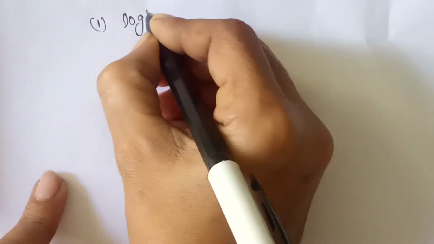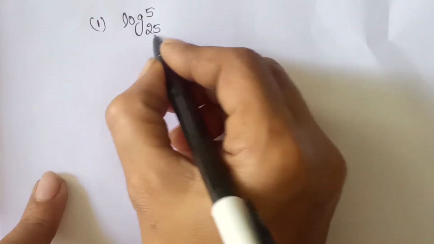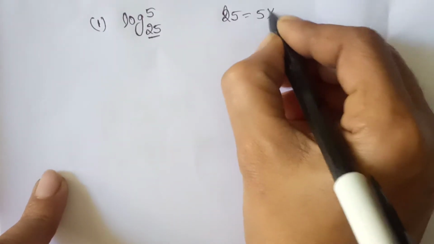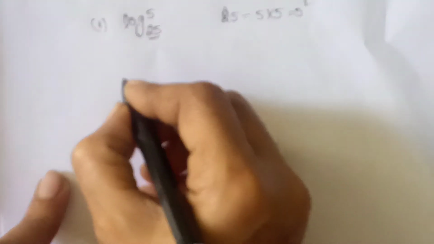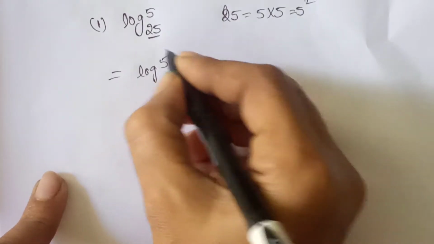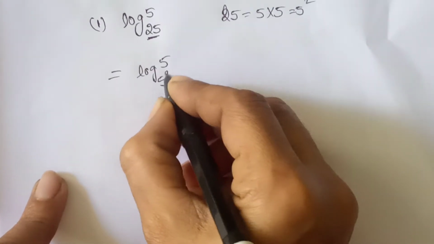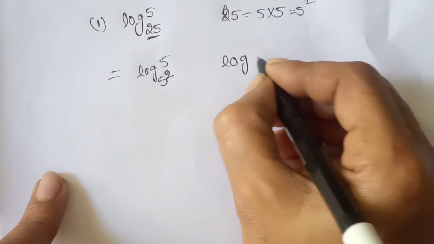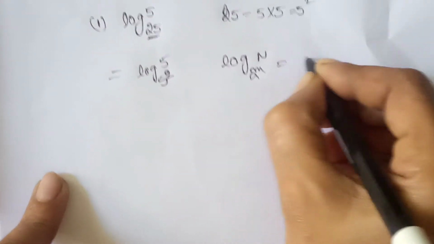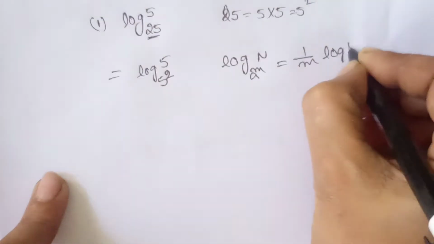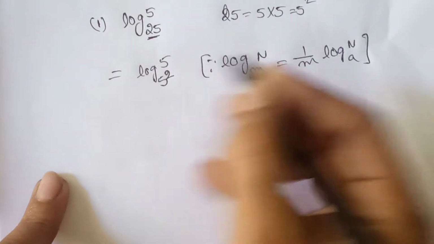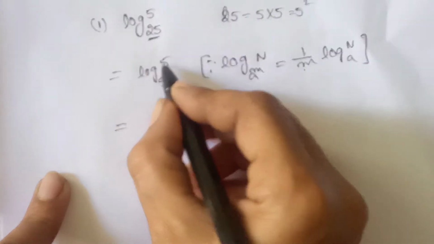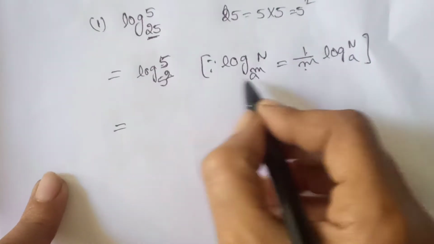Log 5 base 25. Here 25 means factorization. 25 is equal to 5 into 5, that equals 5 square. So log 5 base 25 means log 5 base 5 square. This is of the form log n base a power m, which equals 1 by m into log n base a. Here n means 5, m means 2, a means 5.